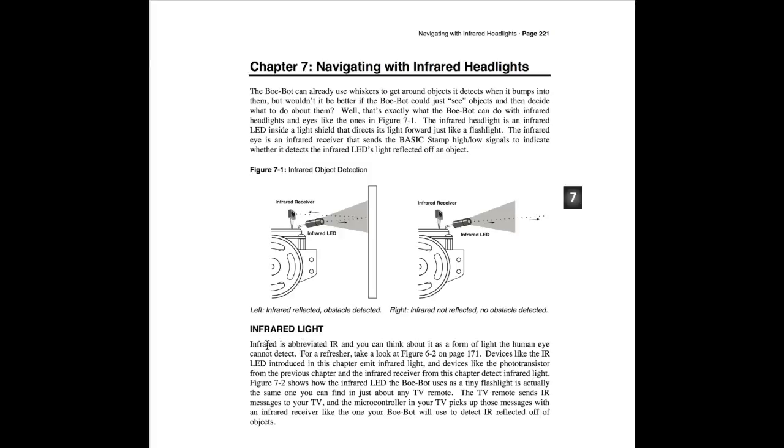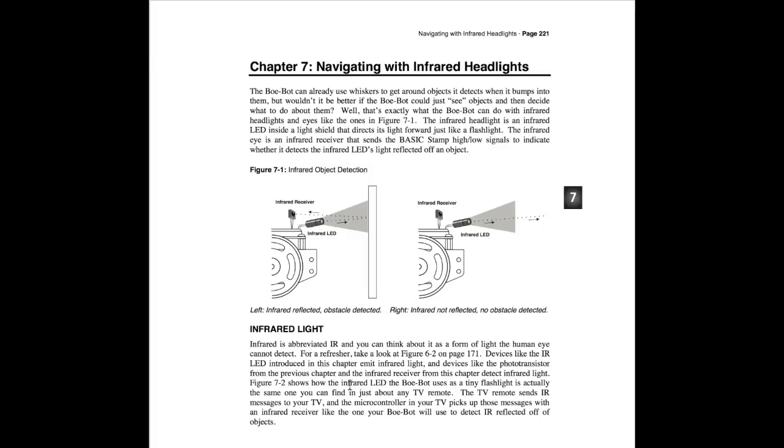Okay, infrared light. Infrared is abbreviated IR, and you can think about it as a form of light the human eye cannot detect. For a refresher, take a look at 6.2 on page 171. Devices like the IR LED introduced in this chapter emit infrared light, and devices like the phototransistor from the previous chapter and the infrared receiver from this chapter detect infrared light.